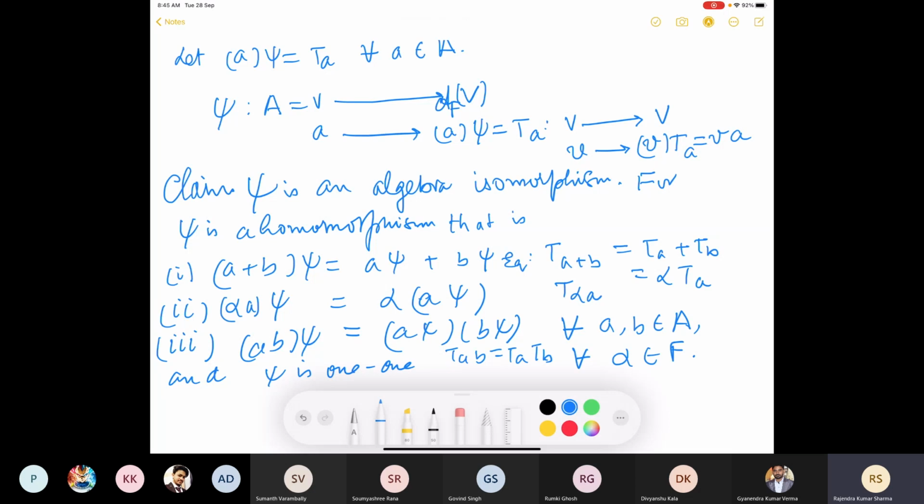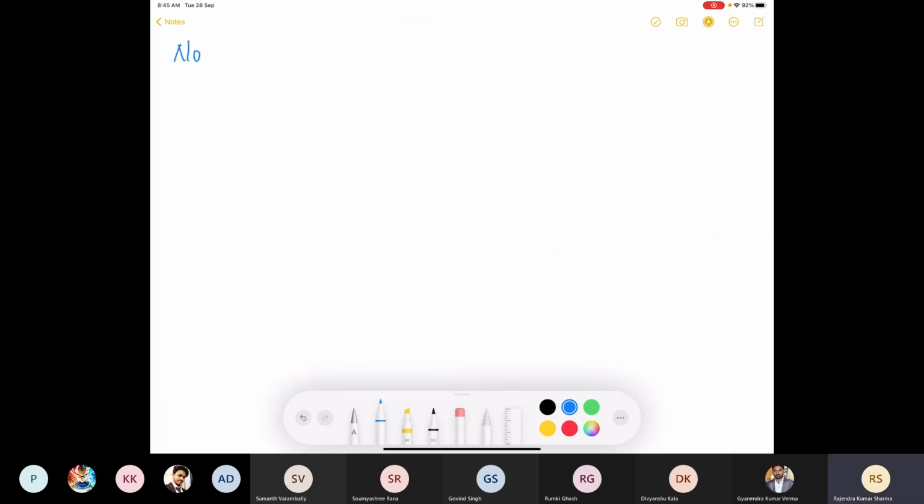Okay, so number one, (A+B)ψ is Aψ plus Bψ. What you want to prove is, for the sum, that T_{A+B} is T_A plus T_B. For this, you can observe that for every v in V, T_{A+B} is defined as v multiplied on the right by A plus B. All three elements, v as well as A and B, are elements of A, where distributivity holds. So this is vA plus vB.